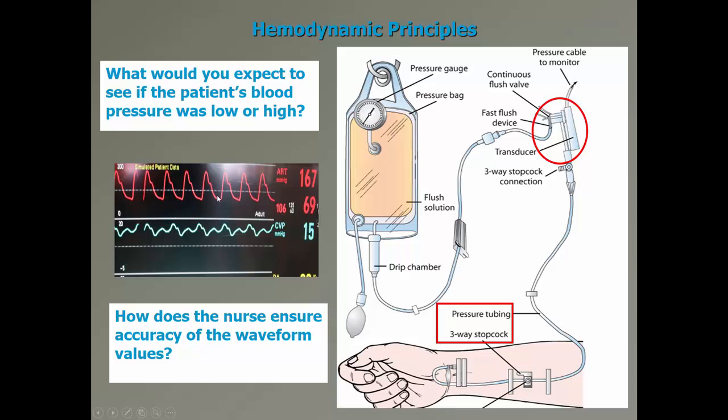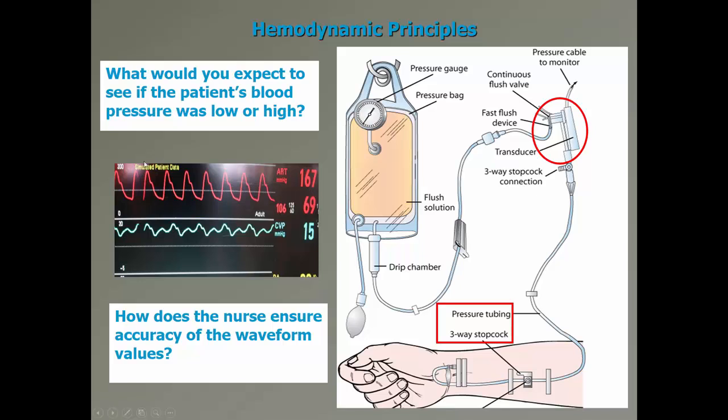But again, we don't document low pressure. We document the numerical value that that transducer or translator actually puts up on the monitor. So if the pressure was 80 over 40, the wave would be very low because it's a very weak wave. And then if the pressure was 180 over 110, you would see a very high wave because that's showing you that there is a lot of force that's going through that artery.